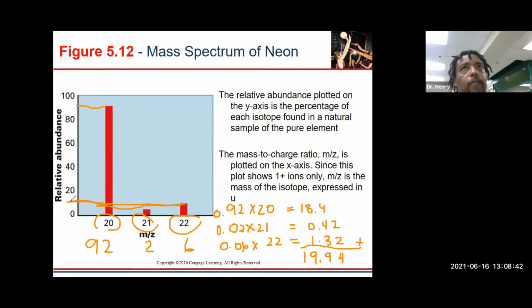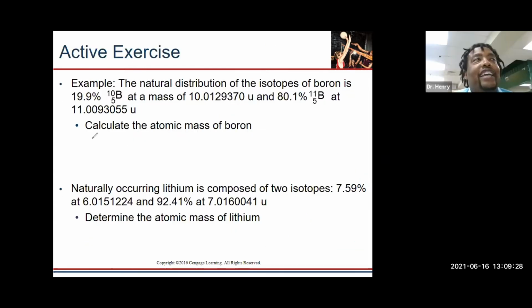Okay, so by looking at it, we would have an estimate as to how much of that abundance is. So we would have to take all of them into consideration to get it. Okay, you guys understand that? Okay, so in this case, here's an example. We have the natural distribution of isotopes of boron: 19.9% is boron 10.